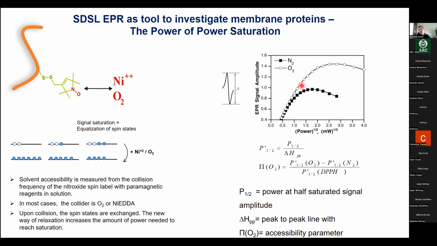The white line shows you the power saturation in the presence of oxygen. So there is a collider, and you can see you can put in much more power before you see the saturation effects than if you do this after exchanging all the oxygen against nitrogen in your solution, because nitrogen isn't paramagnetic, so it can't exchange spins. You see saturation earlier. And this is important. By doing those two, you can actually compute an accessibility factor for the collider you're using that tells you how accessible your spin label is for the collider.